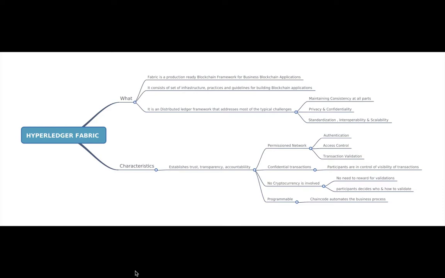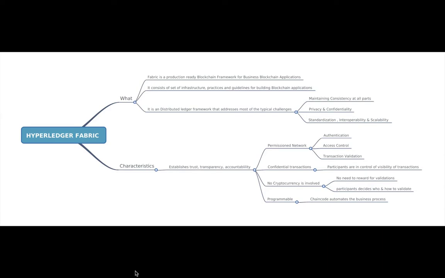When you say it is permissioned, you have authentication, access controls, and transaction validation. And what does it mean? It means that it restricts who can access and do what on the network. It allows you to enter through some identities and some roles are assigned to everyone, which restricts the actions that they can perform, and the validations are carried out by a subset of participants. When you say confidential transactions, the participants are in full control of the visibility of the transactions.